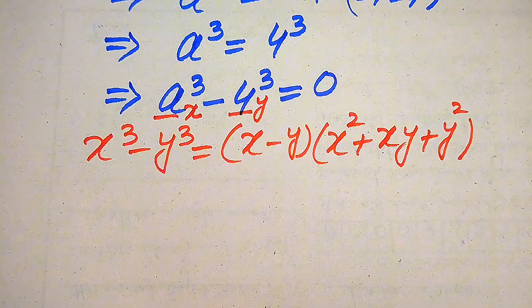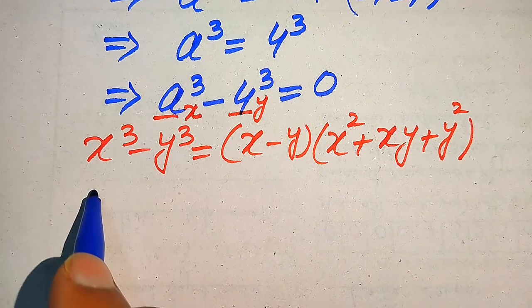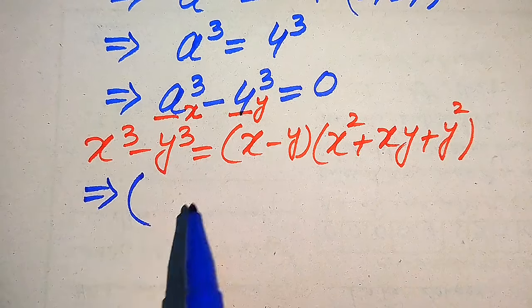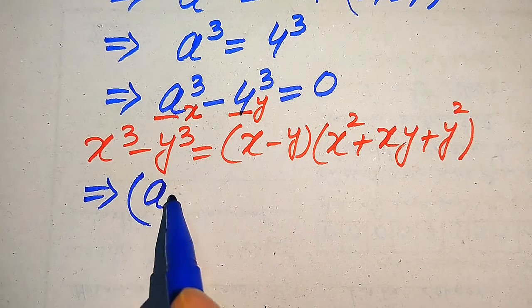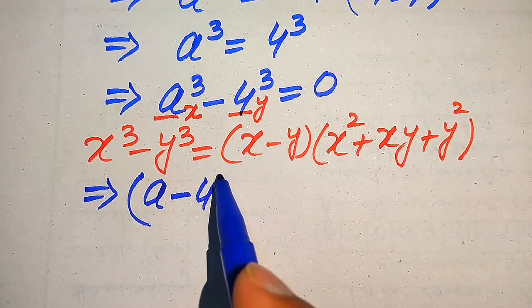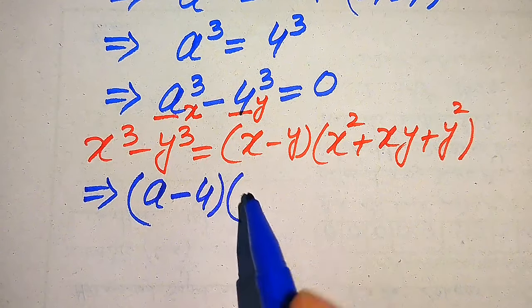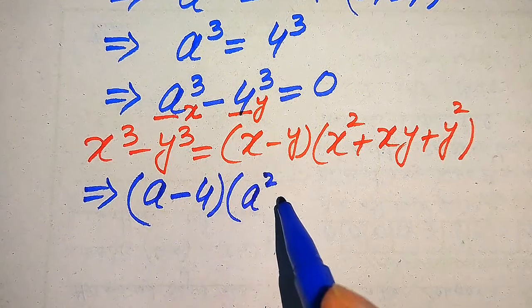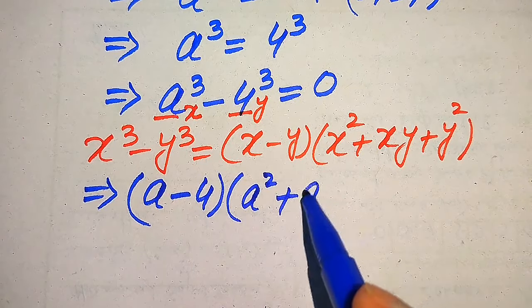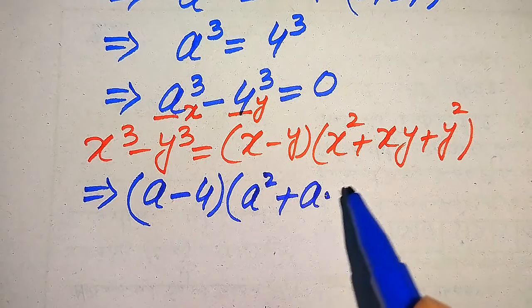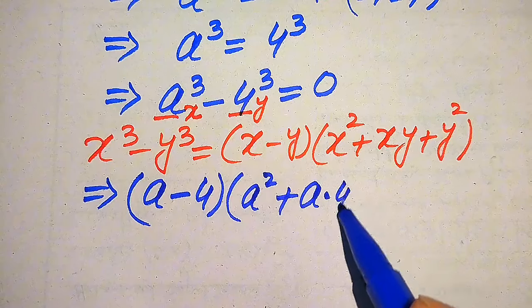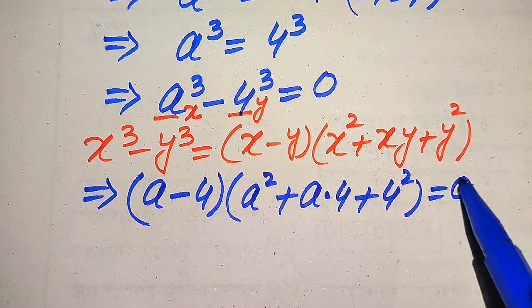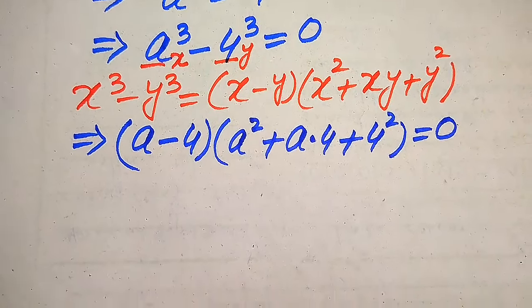So according to this formula we write our above term as, first you have x minus y, the value of x is a, minus the value of y is 4, into x squared, the value of x is a, so it becomes a squared, plus this is xy, the value of x is a, and the value of y is 4, plus y squared, so y is 4 squared, and this whole equation is equal to 0.